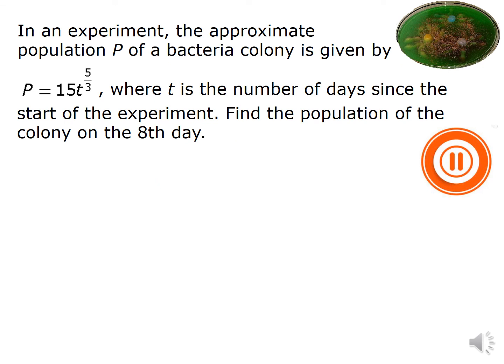Okay, so this is a problem. In an experiment, the approximate population P of a bacteria colony is given by the equation, or the expression, P equals 15t to the 5/3, where t is the number of days since the start of the experiment. Find the population of the colony on the 8th day. So you need to pause and figure this out, and when you're ready to come back and check your answer, then hit go again.